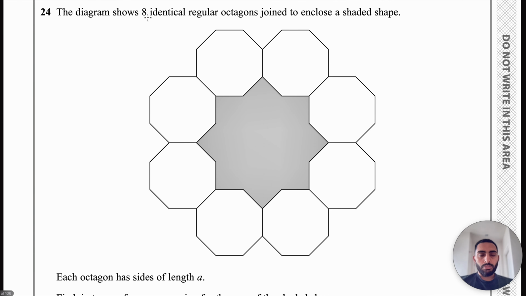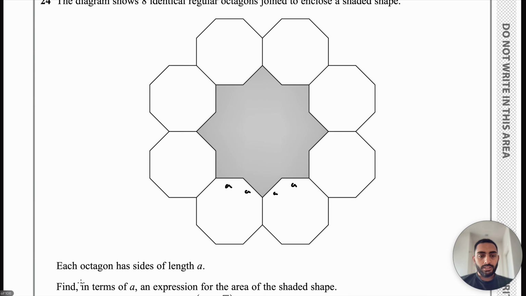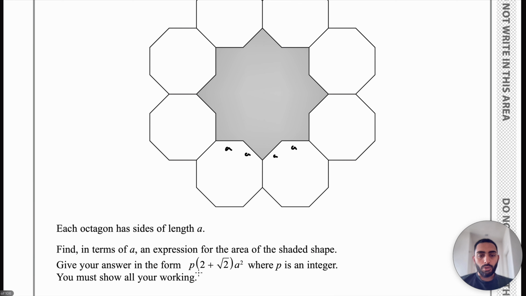Question 24. The diagram shows 8 identical regular octagons joined to enclose a shaded shape. Each octagon has sides of length A. I'm just going to label a few of these. So that's A, that's A, that's A, and that's A. Find, in terms of A, an expression for the area of the shaded shape. Give your answer in the form P(2 plus root 2)A squared, where P is an integer.